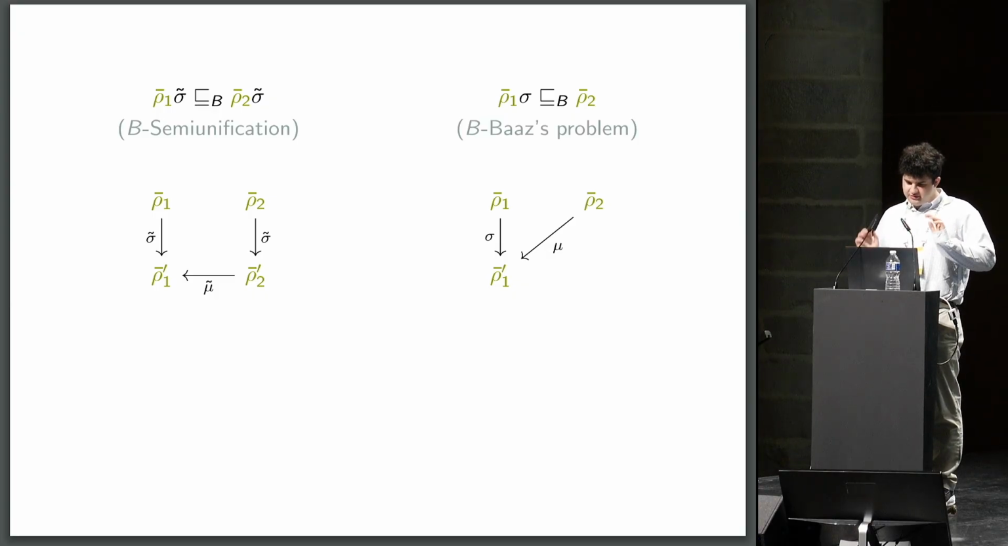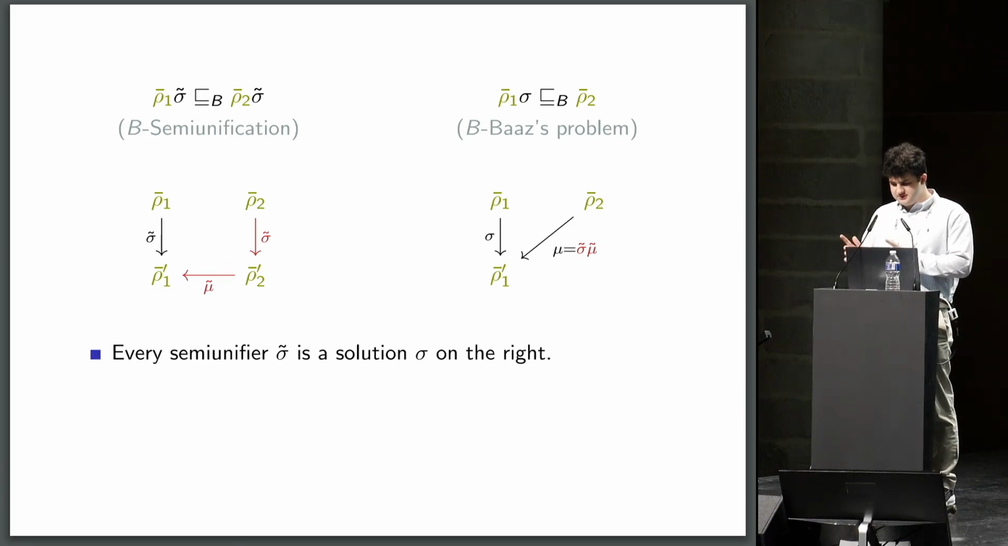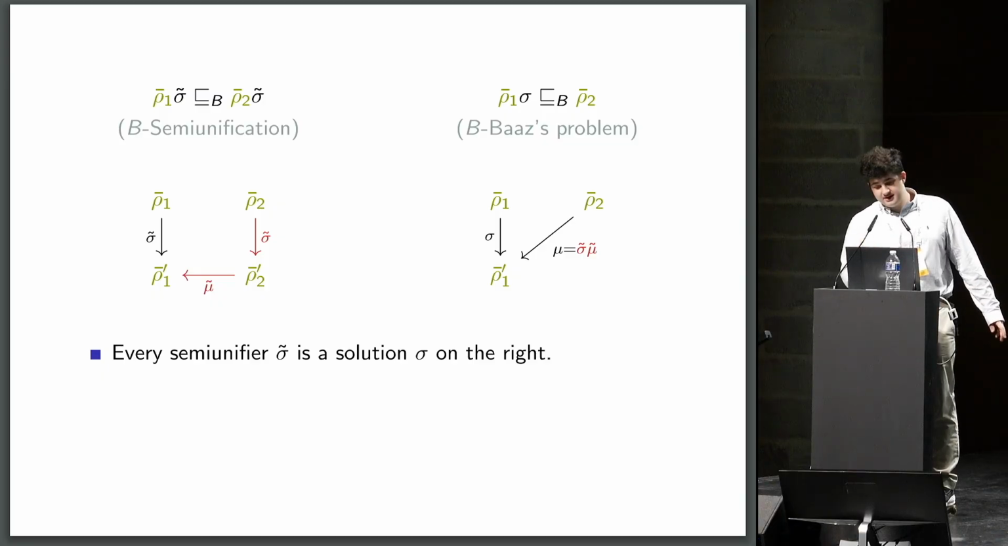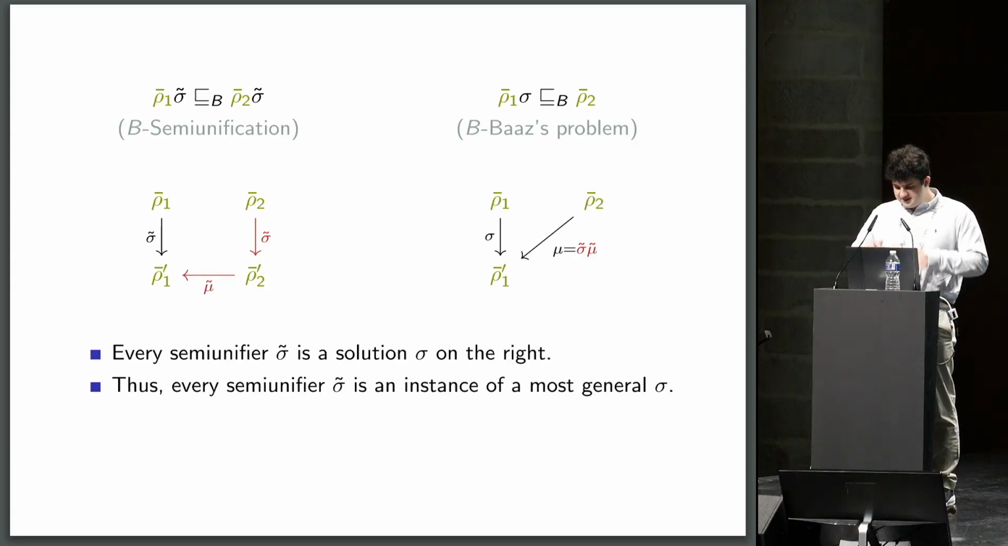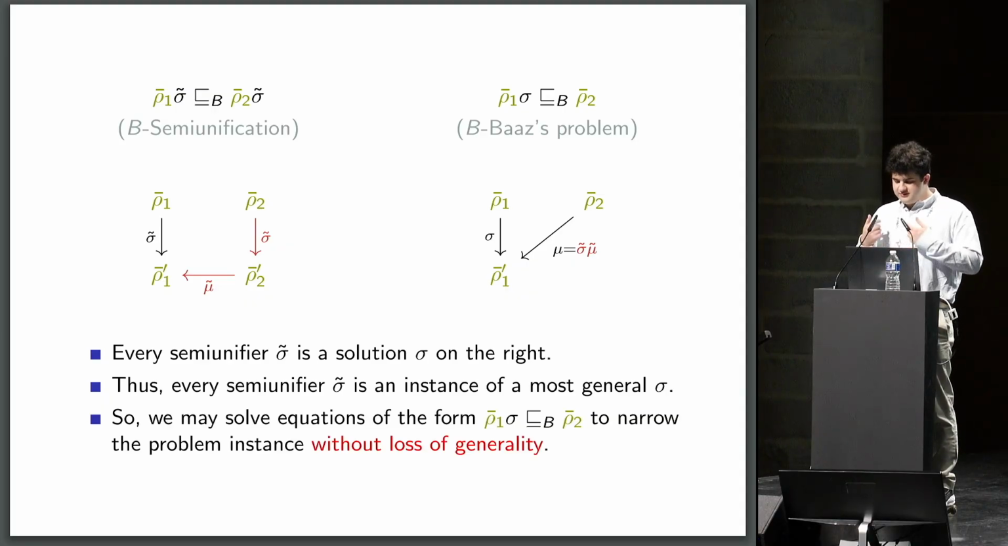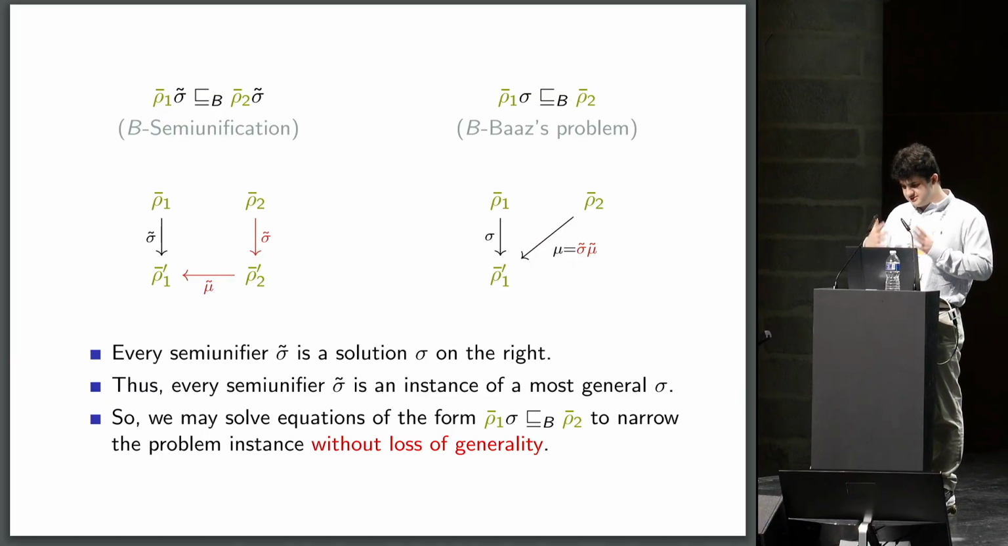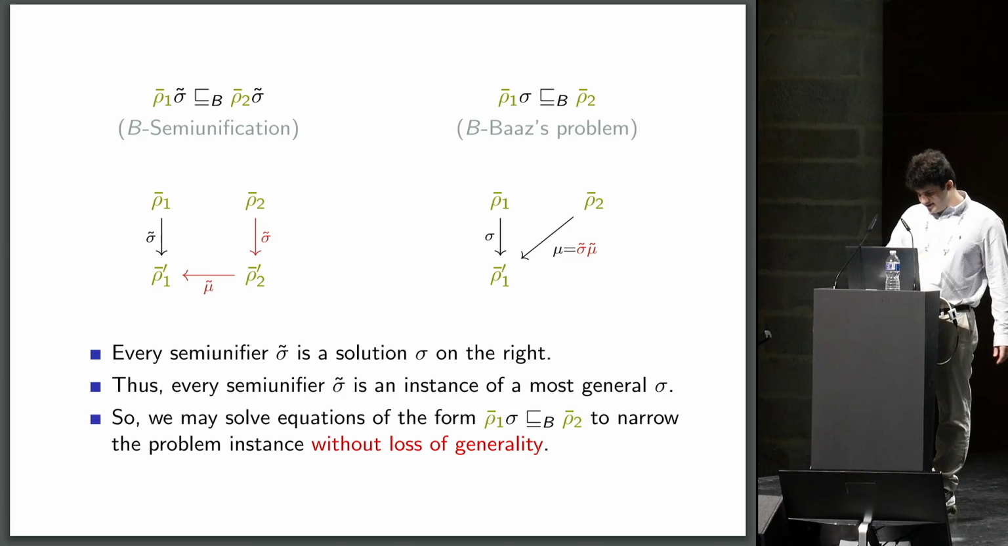If we look at this, we can very quickly see that every solution to the semiunification problem must be a solution to Baz's problem, because that sigma tilde on the right-hand side of the semiunification can just be a part of the residual substitution that's being hidden by that square subset equal operator on the right. So every semi-unifier is a solution to Baz's problem. That means the most general solution to Baz's problem must encompass all of the semiunification solutions. And that means we can always solve Baz's problem on a semiunification system without losing any solutions. It's always going to be a superset of the solutions.